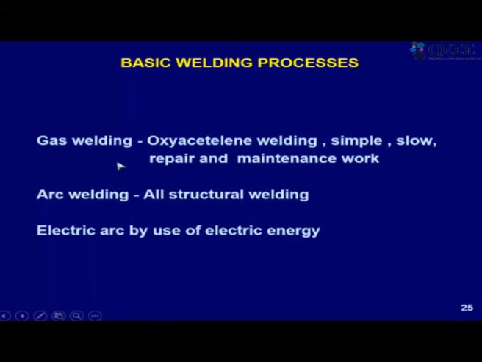Welding is done by several processes. For slow or small works at the street corner fabricator, they use gas welding. For most other work, structural work, we use what is called electric arc welding, which uses electrical energy.